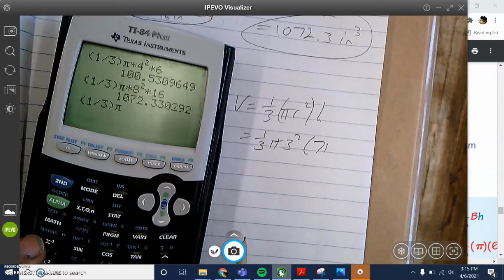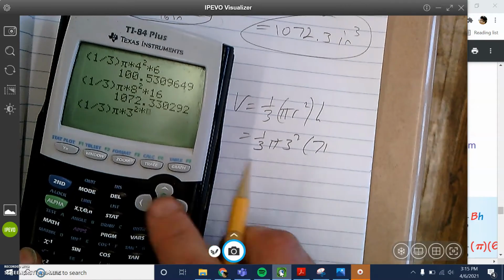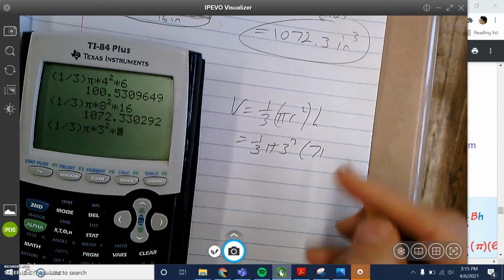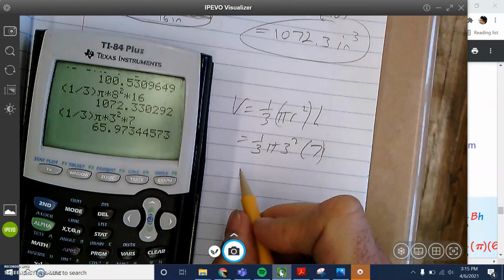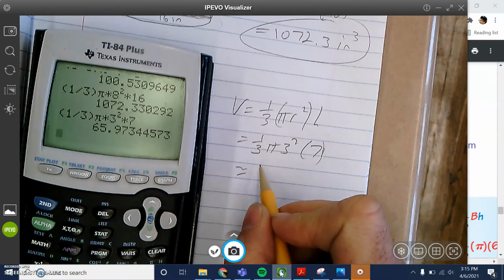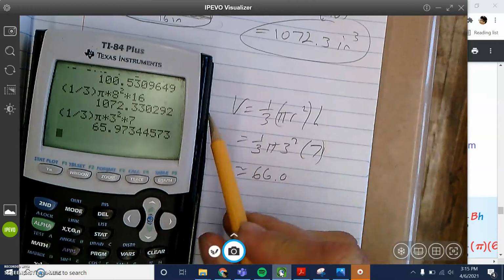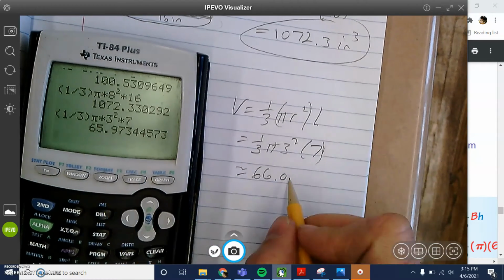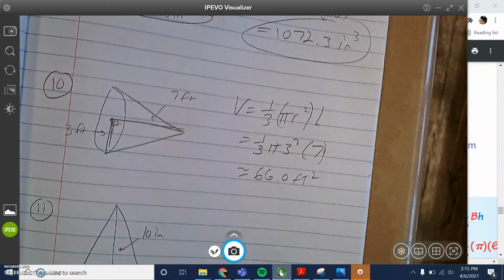So put it in your calculator. 1/3 pi times 3 squared times 7. I got approximately 65.9, so I'm going to round up to 66.0, because this 9 right here rounds up, so that's going to be 66.0 feet cubed. There we go. All right, one more.